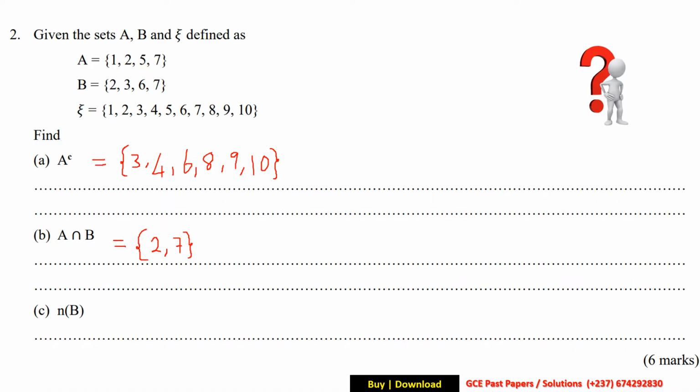So the first one should be 2 marks, the second one 2 marks, the last one now will be 2 marks. Now what's the meaning of NB? NB means the number of elements in set B. So you just have to count how many elements are in set B. 1, 2, 3, 4. This one is not a set. You just have to count and write 4 because it's not a set, okay? So this will equally be 2 marks. So you gain your full 6 marks for these questions.